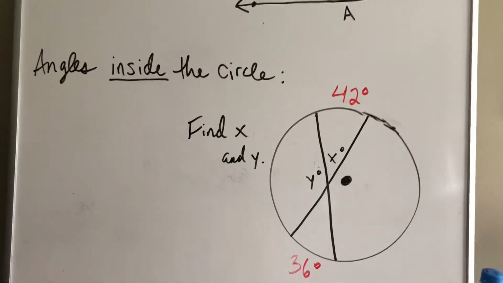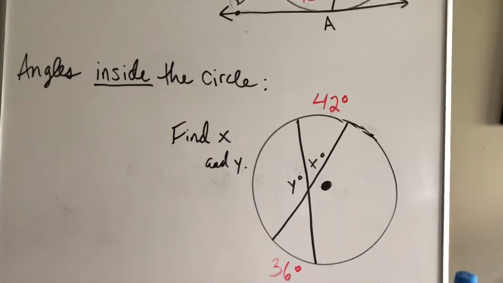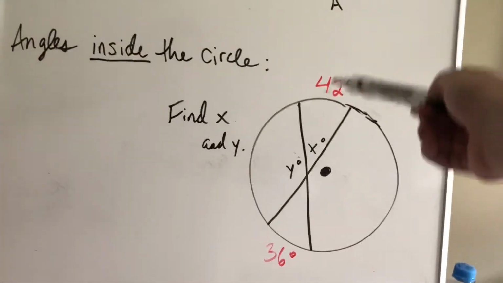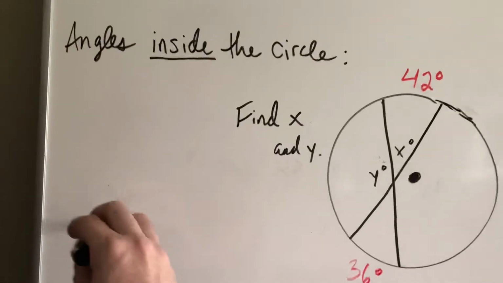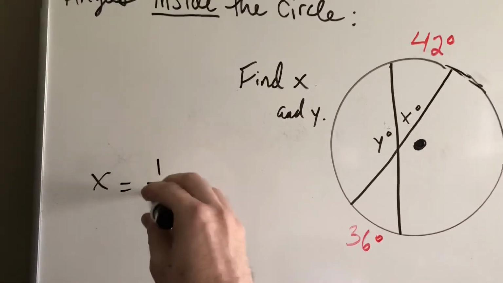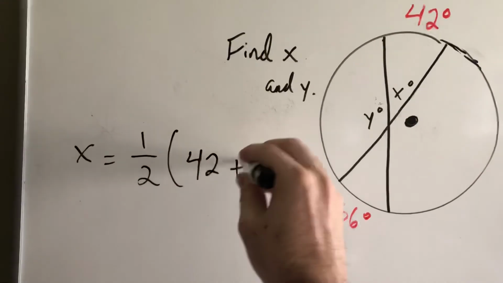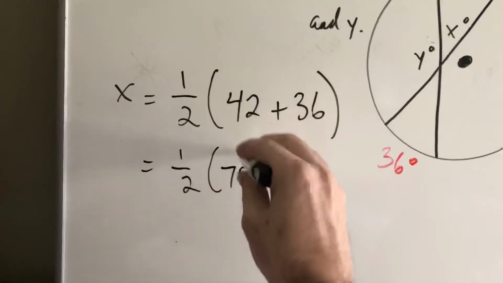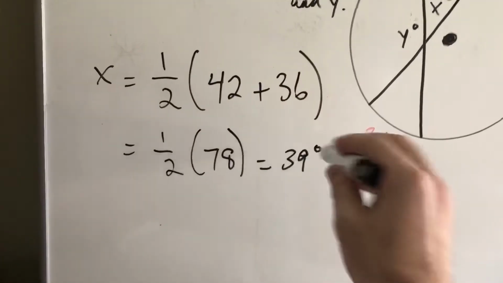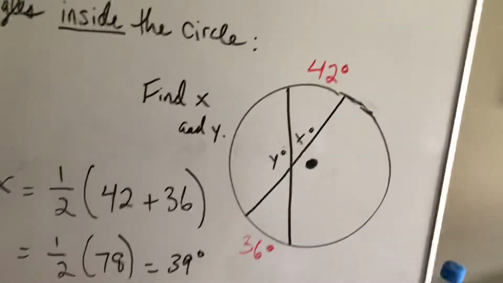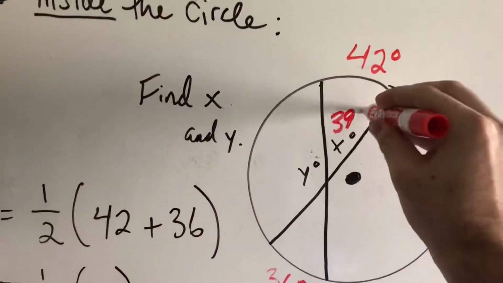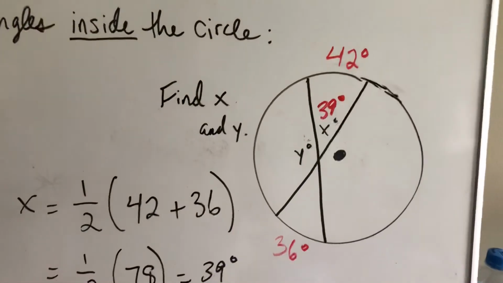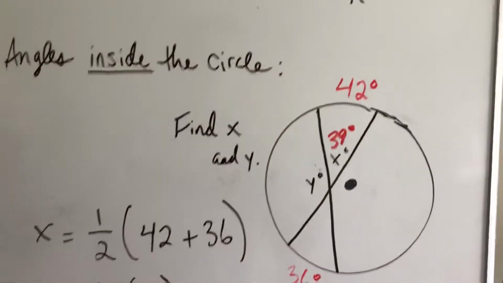Let's solve for x first. X is going to be the average of these two arcs. So the measure of this angle, x, is going to be 1/2 times the sum of 42 and 36. So that's 1/2 of 78, which is 39 degrees. Does x have a vertical angle? It does.